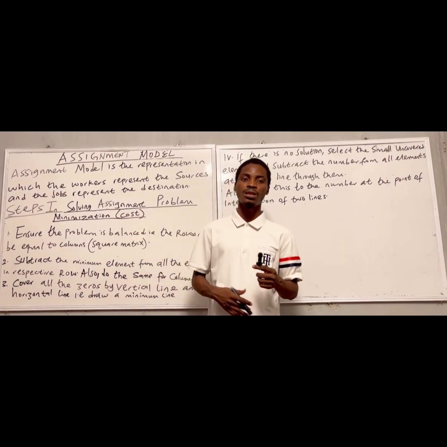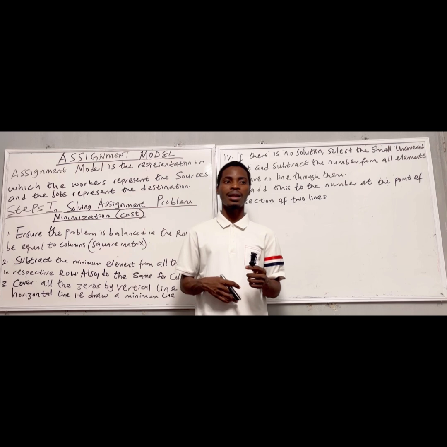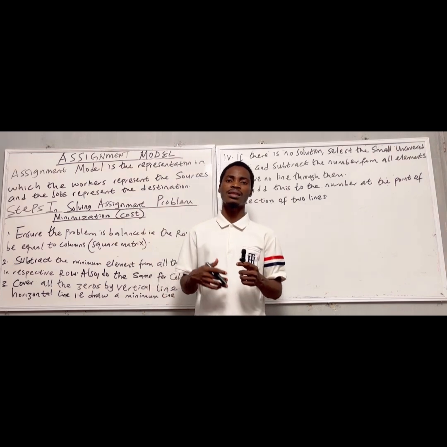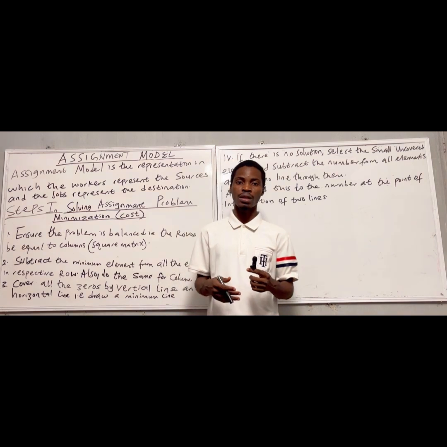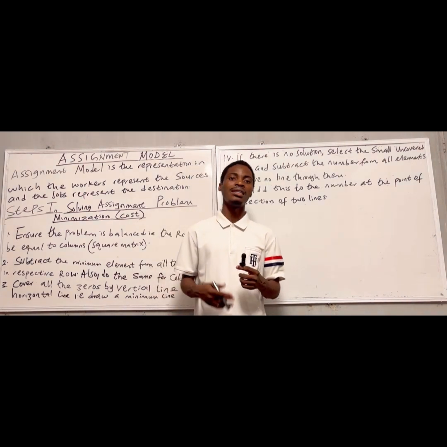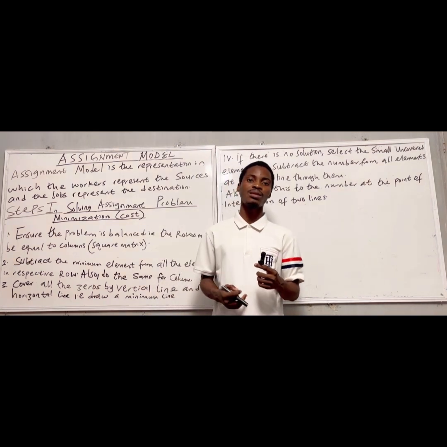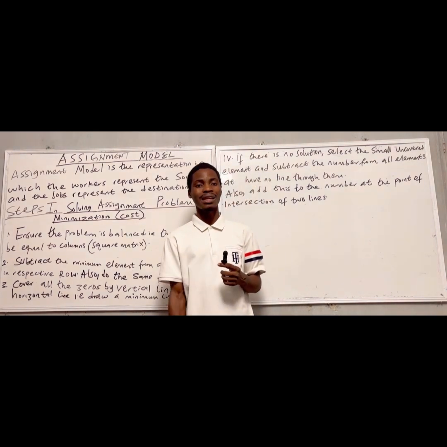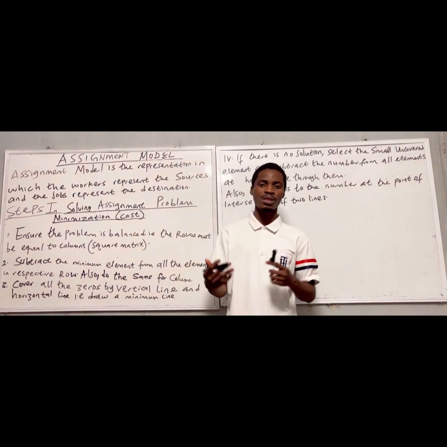In the assignment model, we have the balanced and unbalanced types. A balanced type is one in which the order of the matrix is equal, that is, if the row is equal to the column, we call it balanced. And if they are not equal, we call the assignment problem unbalanced. So here we will be considering how to solve an assignment problem.